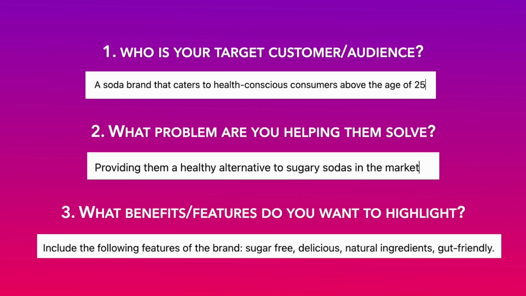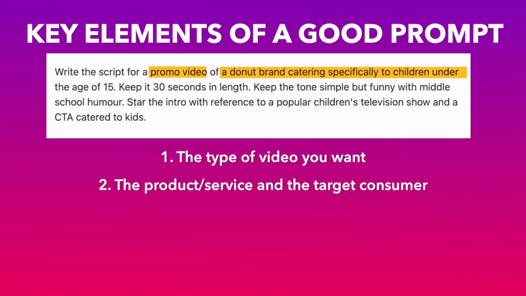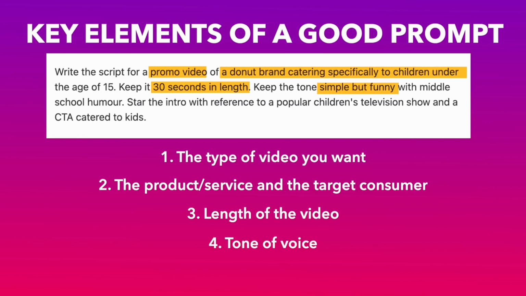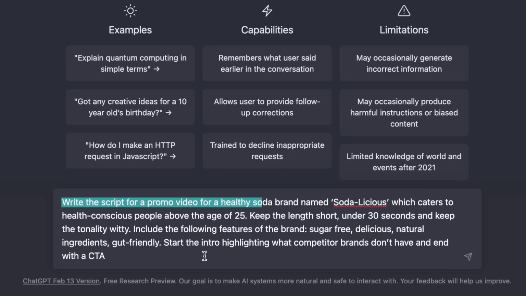Now, you want to use the responses from the questions to write your prompt. But before you do, also make sure that you include the following key elements: the type of video you want, such as promo video, Instagram ad video, the product or service, and the target consumer your video is for, for instance, a promo video for a donut brand catering to children. The length of the video, such as 30 seconds or 1 minute. The tonality you are going for, such as funny, witty, cheeky, etc. And any additional details that you want in the output, such as having an intro slogan, adding a CTA, etc. Keeping all of these in mind, here is how we'll write the prompt for the soda commercial.